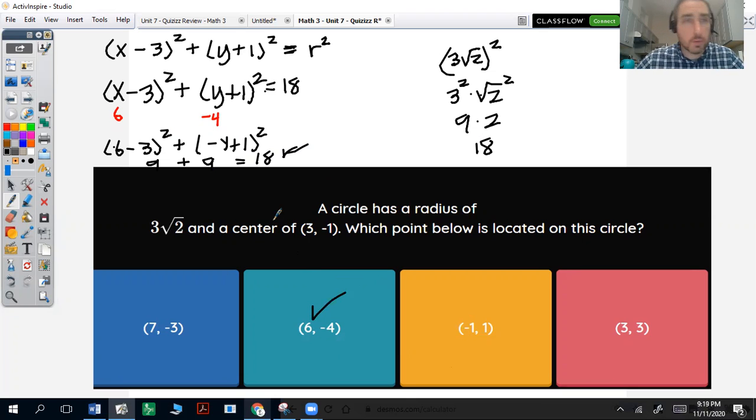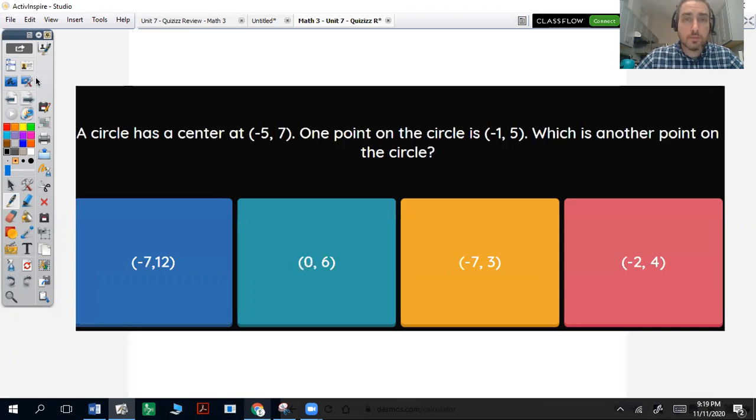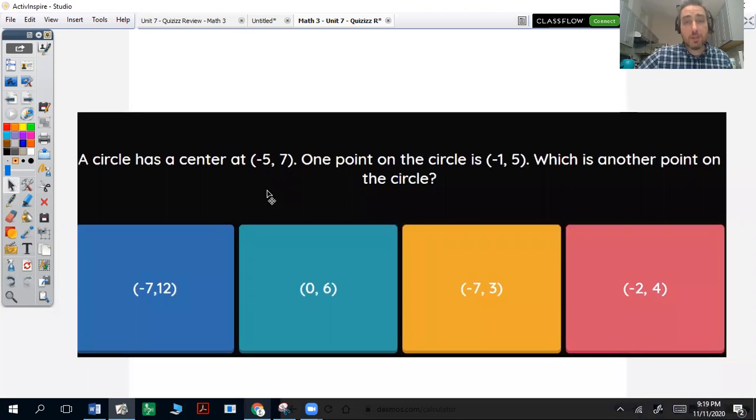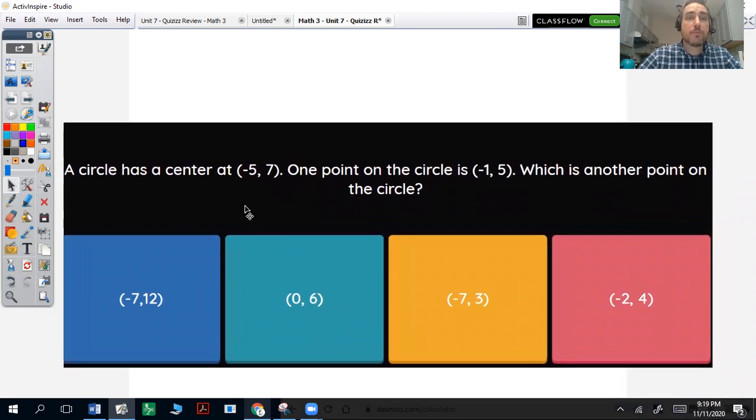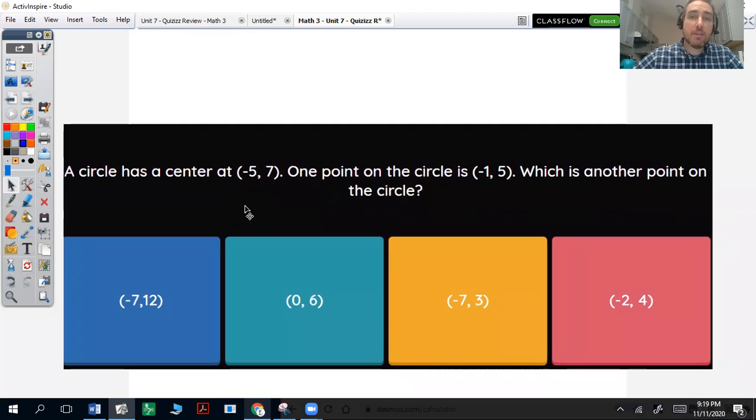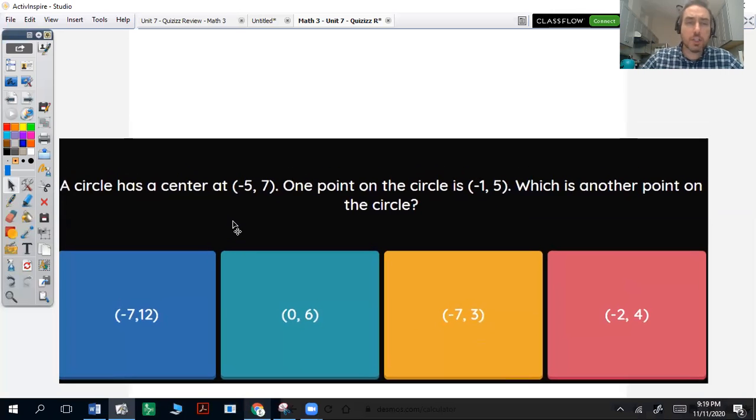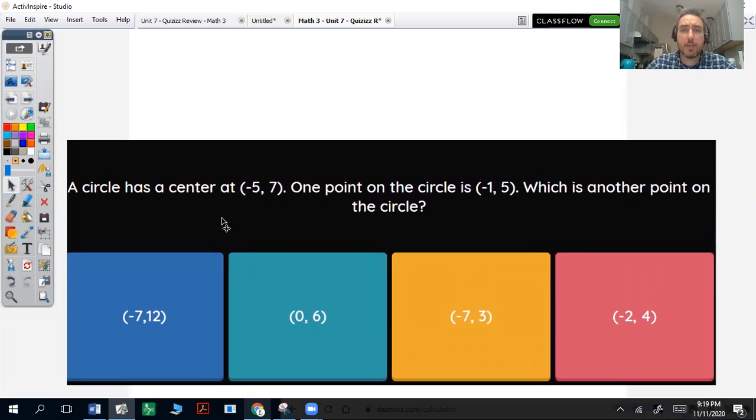One more question on this one, then you're done with the first review. Okay, this question: pause the video, try it on your own, then unpause it and you can check it with me. The circle has a center at (-5, 7). One point on the circle is (-1, 5). What's another point on the circle? So it's very similar to the last one, except that we're not given the radius. We're given another point on the circle.